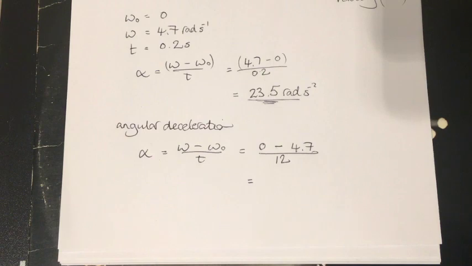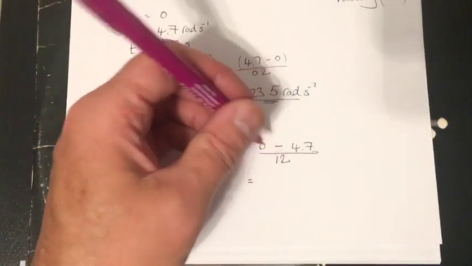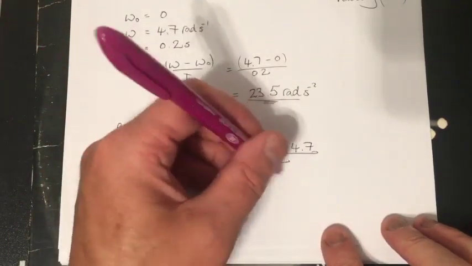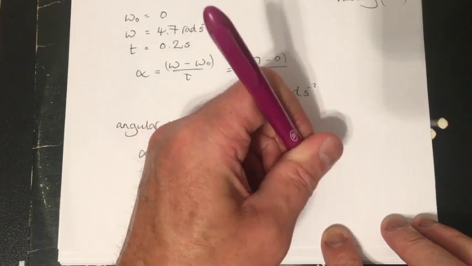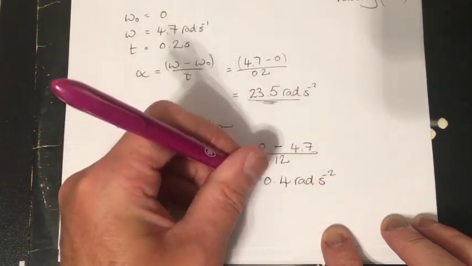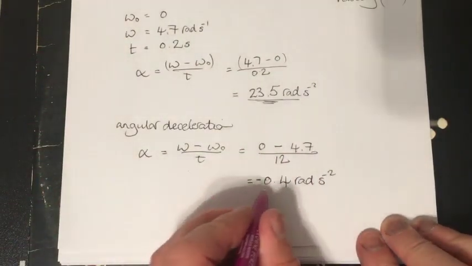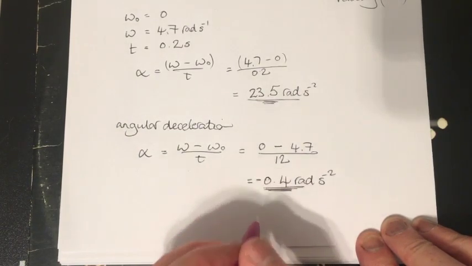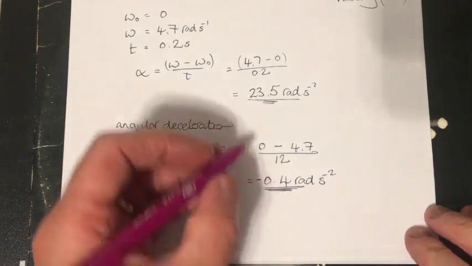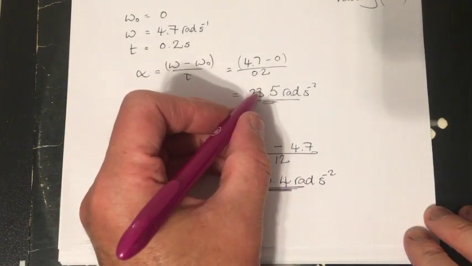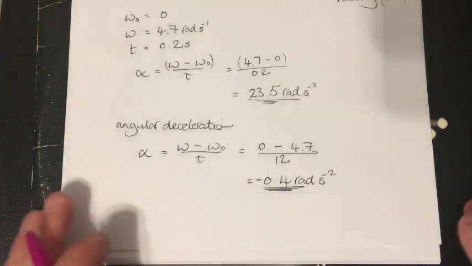Well, it's going to be a negative number, because it's 0 minus 4.7 divided by 12, which is 0.39. Let's go 0.4 radians per second squared. What have I forgotten? A minus sign. So, if it's a small number, then it's taking a long time to decelerate. And we want a really, really high acceleration here so that it starts instantly.